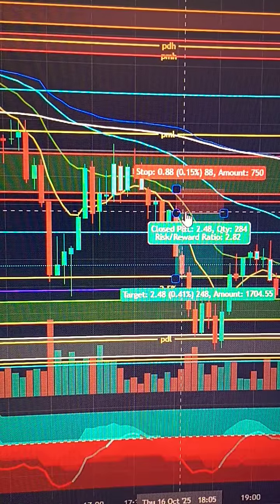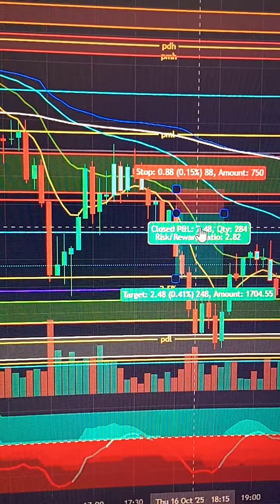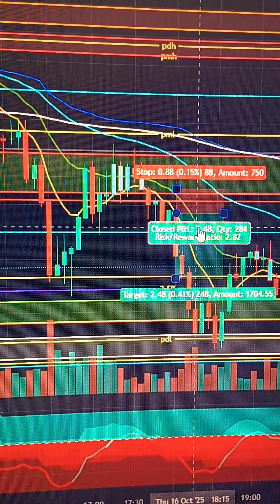I put my stop loss above the 9 and 21 EMA, and I got a 1 to 2.8 risk to reward ratio on this trade using a very simple concept like supply and demand, key levels, and incorporating the EMAs.